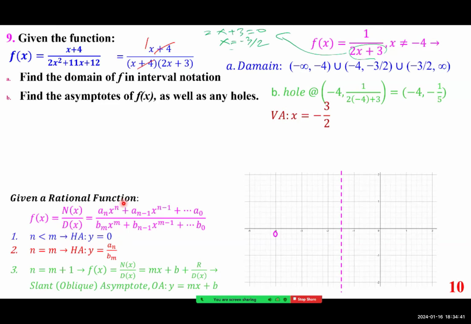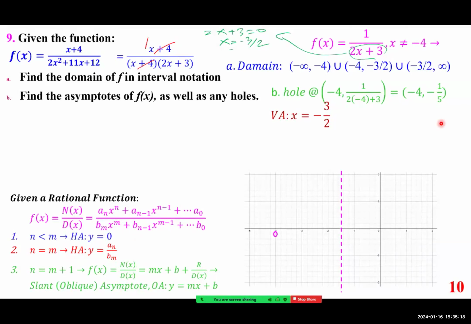If n and m are identical, then the coefficients take over: y equals a sub n over b sub n. If the degree of the numerator is larger by too much, we don't have anything. But if it's larger precisely by 1, the difference is 1, we have an oblique asymptote or slant asymptote. We divide the top by the bottom. It gives us a linear function with a remainder. The linear function, y equals the linear function, is the equation of a line which is the oblique asymptote.